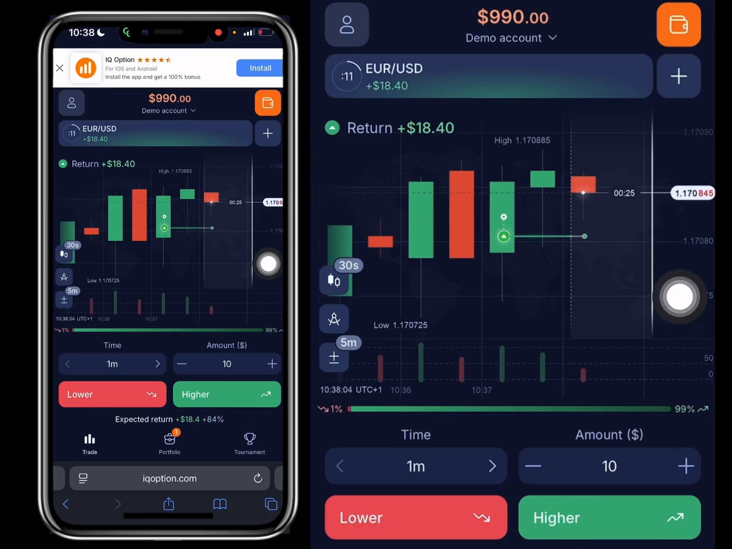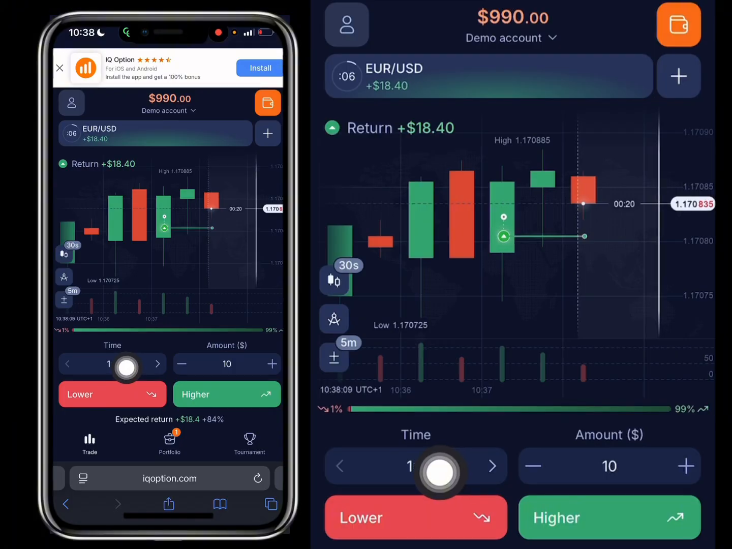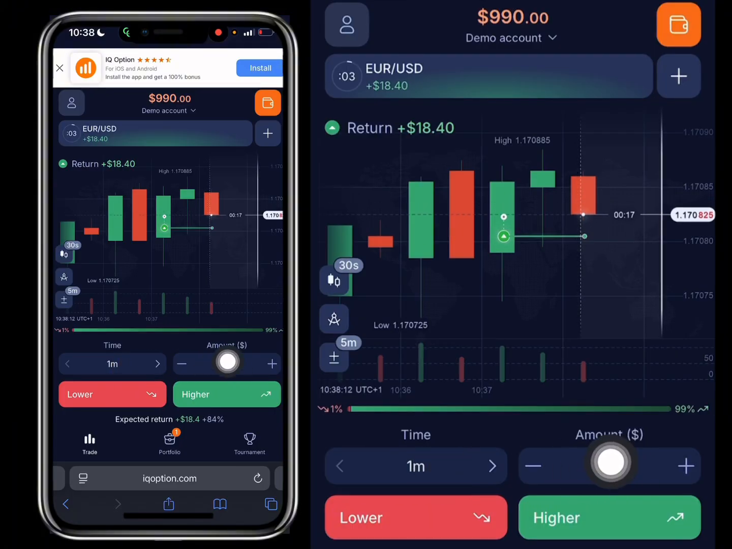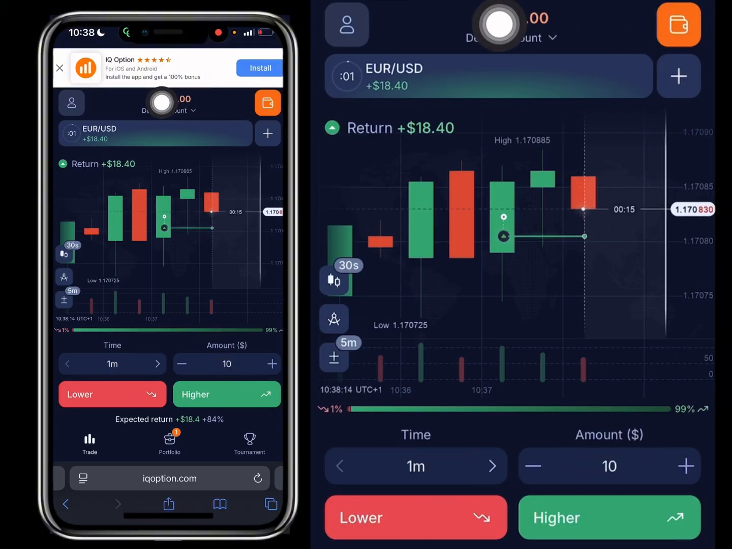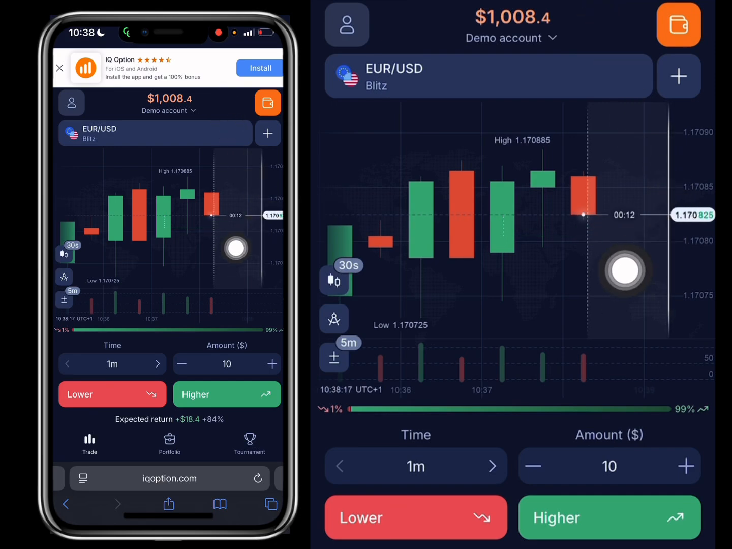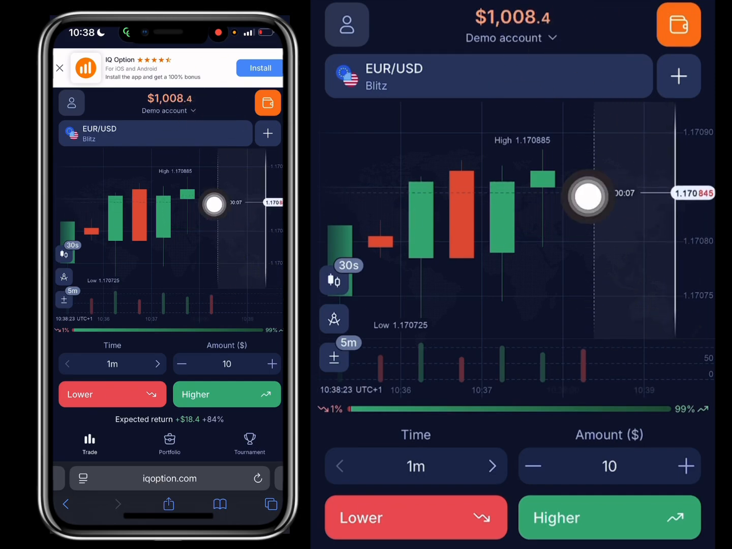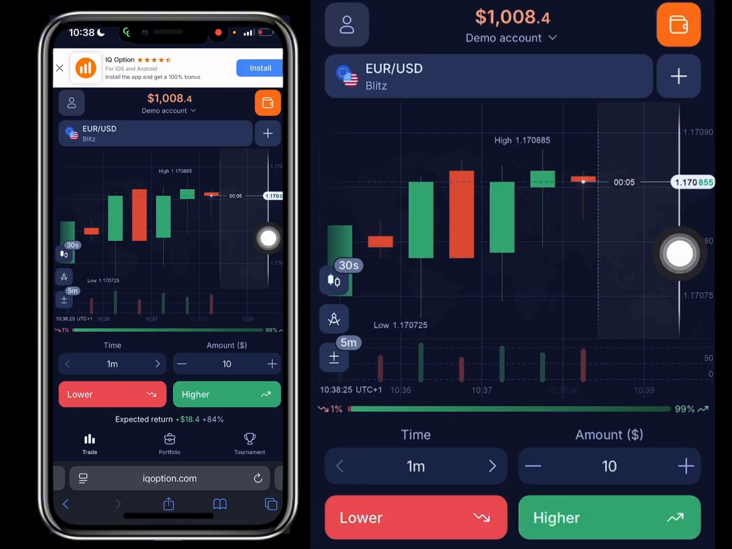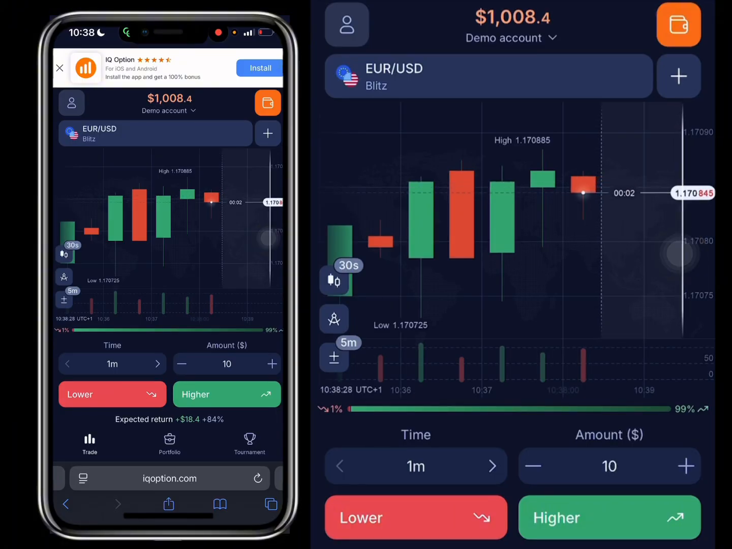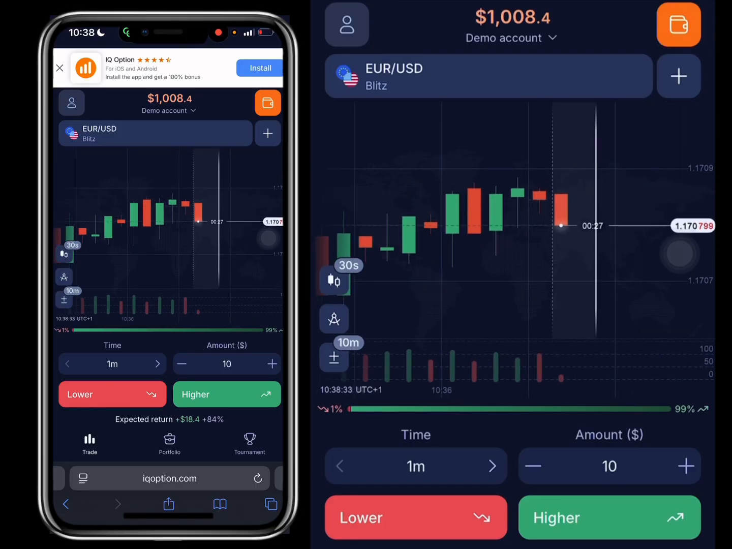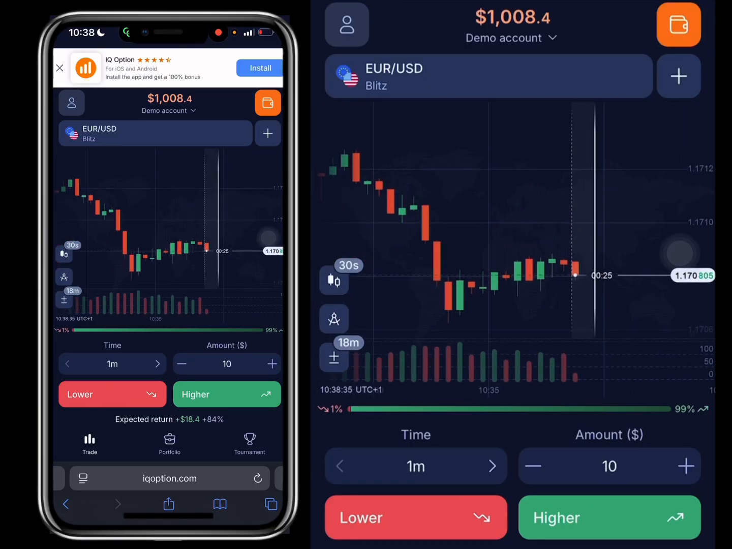Now, with this explanation, you should already know that this is your expiration time for each trade, and this is where you put the amount. So once you enter a trade, the amount you can see has been deducted. Good, I won this trade. All right, if you look at the account now, I have added $8.4. $8.4 is more than 10,000 naira. So this is real. We're not joking here, or wasting time.